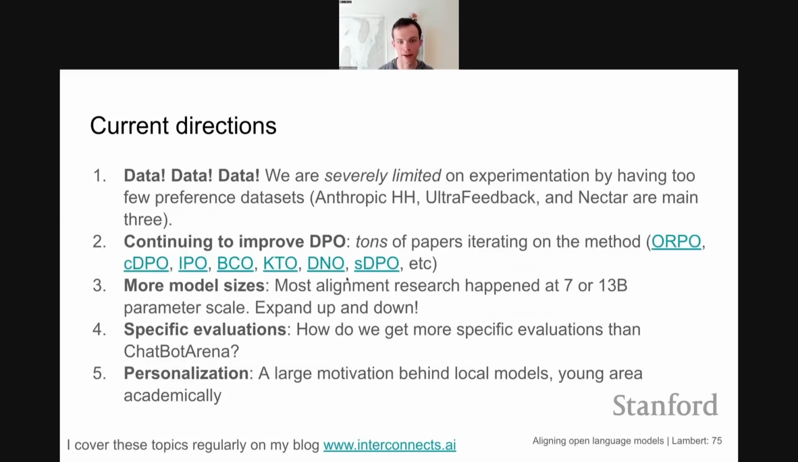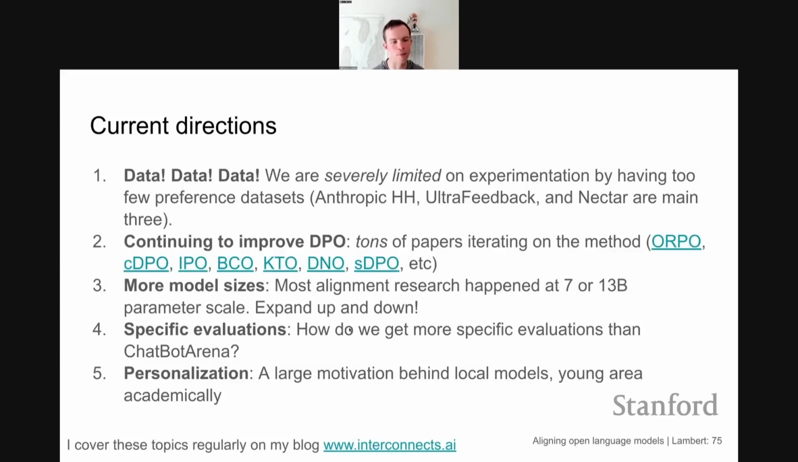DPO is continuing in an academic sense. There is a comedy of papers extending DPO. So there's odds ratio preference optimization, which doesn't need a reference model, constrained DPO, identity preference optimization. I don't remember what BCO is. And then I can't pronounce the KTO authors, but it's a optimization from Contextual and Stanford, DNO, SDPO, which is like sequential DPO, and self-reward. There are so many, and that's good. And that trend will continue.